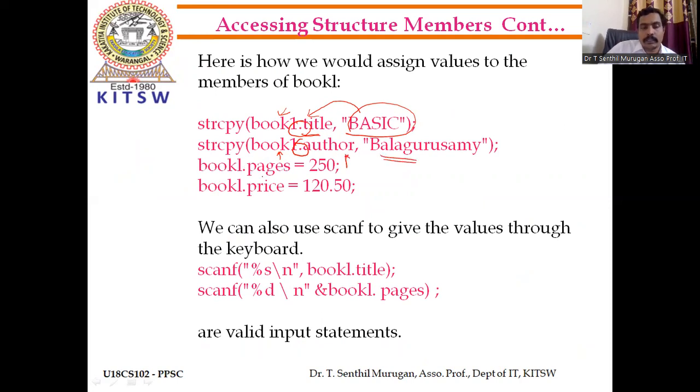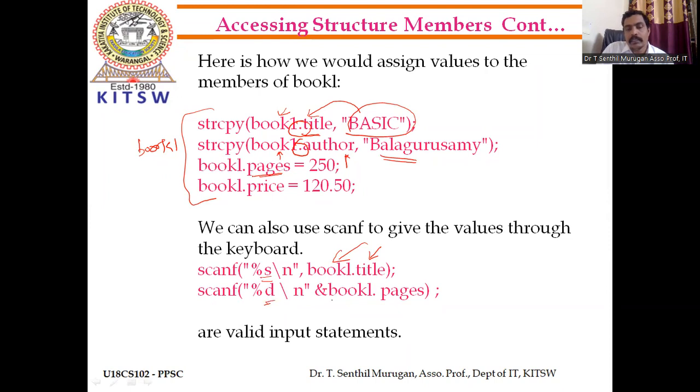Book one dot pages. So these are all the details for only book one. If you want to take another book, then book two dot pages, book two dot prices, book two dot author, like that you can write it. So instead of assigning a value, you can also use the scanf statement, but with scanf you also use the variable name dot that string name. That you can give.